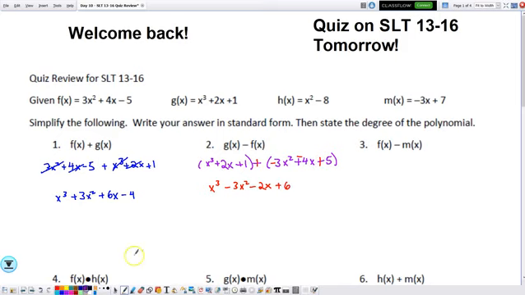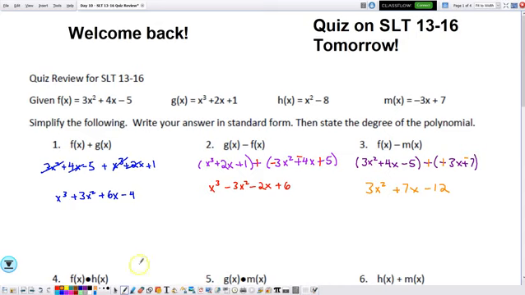So now we're going to do something similar for number 3, f of x is 3x squared plus 4x minus 5. M of x is negative 3x plus 7. So again, I'm going to switch my pen color. I'm going to turn this into addition. This becomes addition. This becomes subtraction. And I get 3x squared plus 7x minus 12. So those are the addition and subtraction of polynomials.